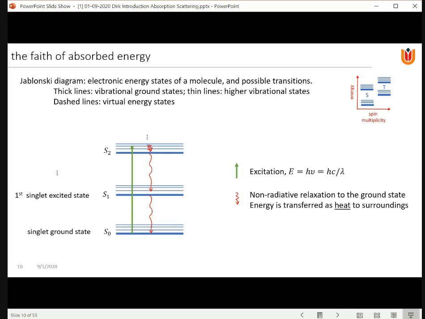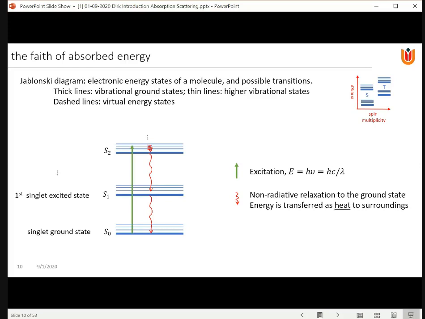The bigger diagram in this slide has only S0, S1, and S2. You can also have, on the horizontal axis, additional lines for spin multiplicity. So the singlet states are on the left-hand side, and the triplet states are right next to that. But the idea remains the same. The multiplicity increases when you go along the horizontal axis between singlet and triplet, and the energy increases if you go from S0 to S1 to S2, etc. So these are properties of the molecule.